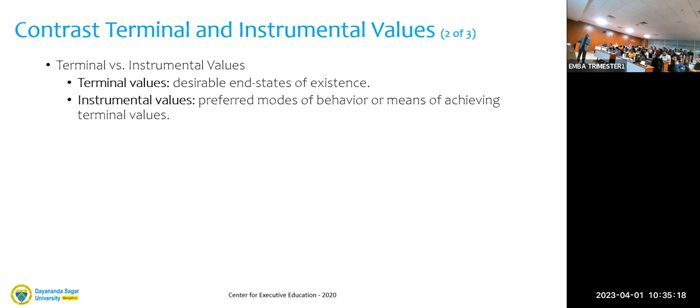Again, you have terminal values, that is, desirable end states of existence. Instrumental values are preferred modes of behavior or means of achieving them. So for example, what are some of your terminal values? Anybody, any of you have terminal values? The question that is asked to you is, where do you see yourself in 10 years? Popular question. So that's a terminal value. Where do you see yourself after 10 years?